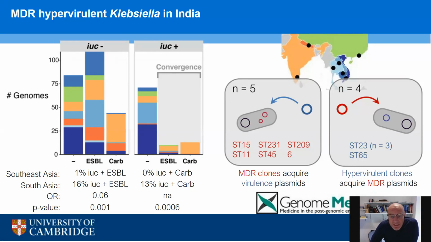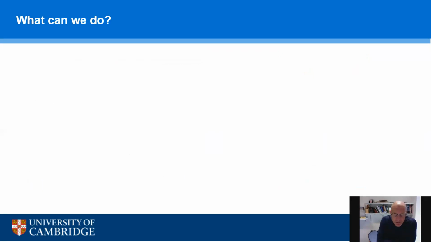Well, it's not the emergence of an individual clone. It's observed in many different sublineages. So we see MDR organisms that are acquiring the virulence plasmids, but also alternatively hypervirulent clones acquiring the MDR plasmids. So this becomes a bigger problem of the way these different virulence genes and MDR plasmids can hop around between different Klebsiella, but also between different members of the Enterobacteriaceae.